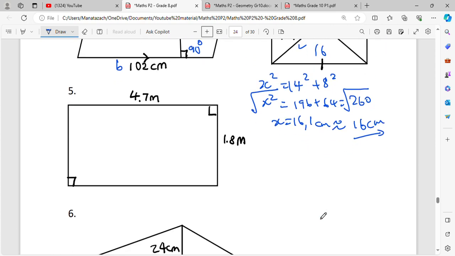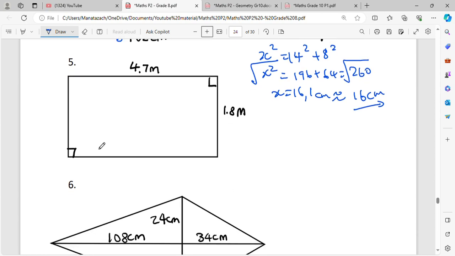Okay, let's go to question 5. Question 5, we are dealing with the rectangle. The area of a rectangle is base times height. So this is the base, this is the height. So 4,7 multiplied by 1,8 gives 8,46 squared meters. That will be the area.